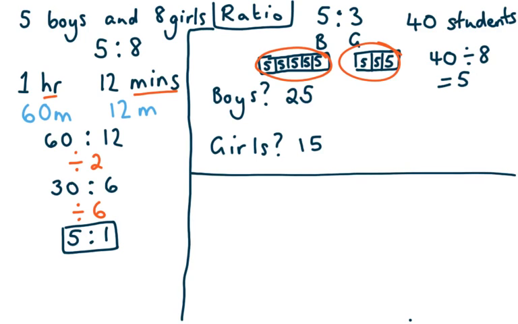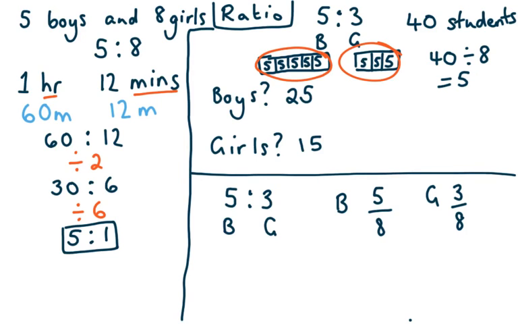And the final thing I'm testing you on is writing a ratio as a fraction. So we'll keep with this one. If the ratio of boys to girls is 5 to 3, what fraction of the students are boys? Well, the boys would be 5 out of 8 altogether, and the girls would be 3 out of 8 altogether.